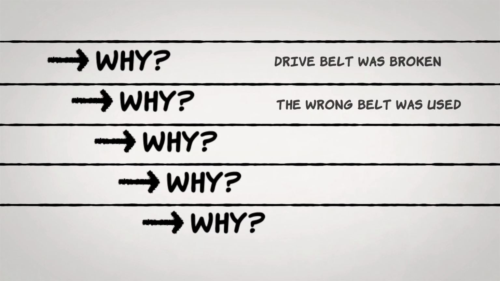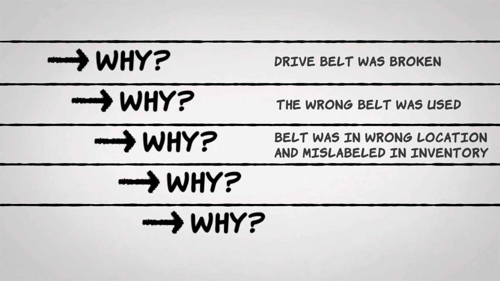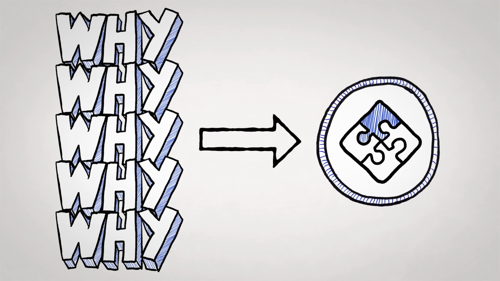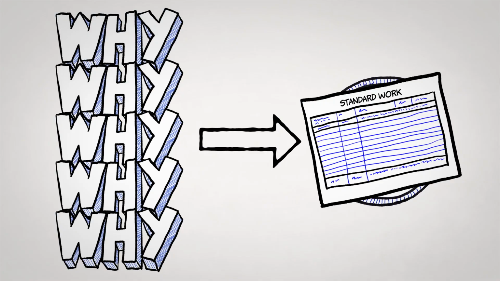By digging deeper, we can also go past human error to find out why the error occurred. Why was that particular type of belt being used? The belt that was used had been in the wrong location in inventory because it was not labeled properly. Asking why multiple times leads to real solutions and helps us improve our standard work.